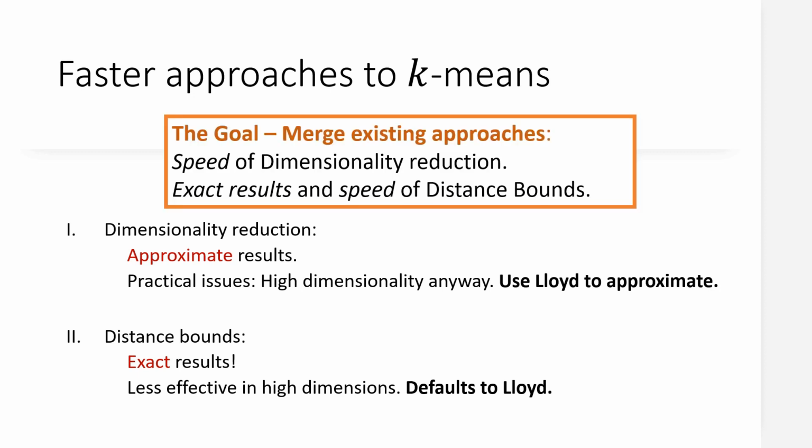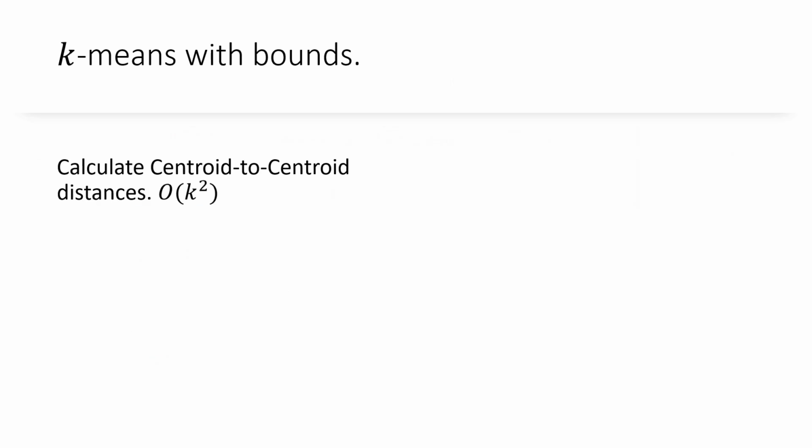So here's a goal. We want to merge these two approaches so that we can get the speed of both of them while maintaining the exact results. And this is not just a goal, this is what Marigold does. We will see that later. So let's start with k-means using the bounds.